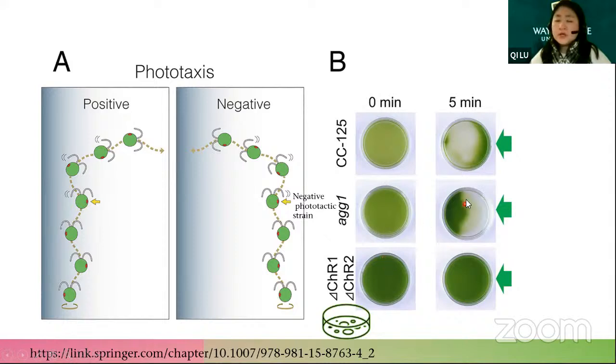So whether they favor the light or avoid the light, they are all channelrhodopsin dependent. If both of the channelrhodopsins are knocked out, then the green algae will totally lose this photoresponse.